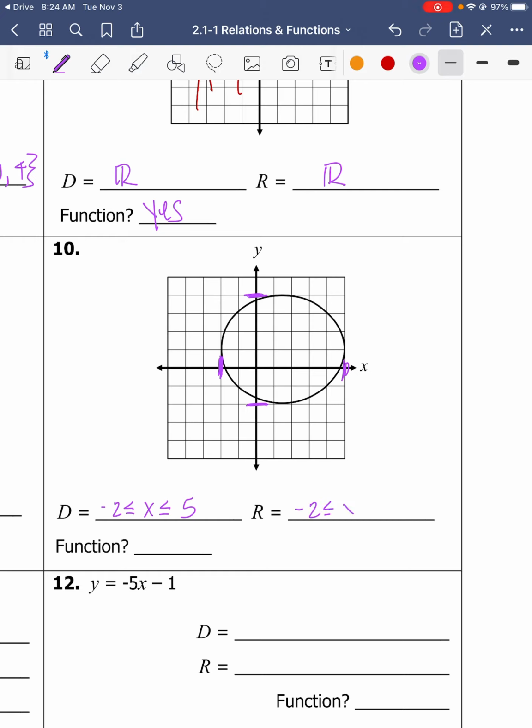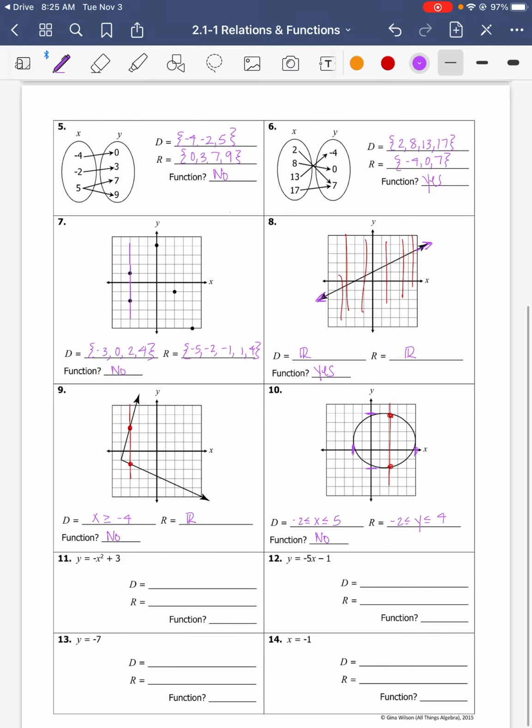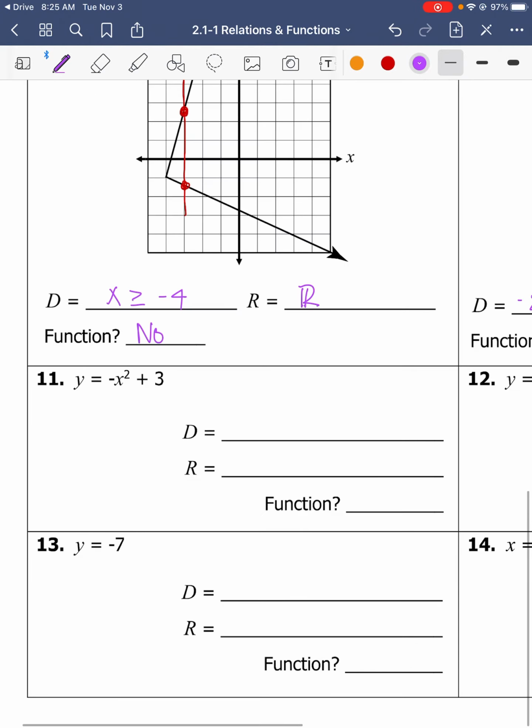So it'll be very similar here. -2 is less than or equal to y. We're going to use y now because we're talking about the y values, which is less than or equal to 4. And is this a function? We already used this as an example, but I can draw a vertical line here and cross in more than one point. It fails the vertical line test, so it is not a function.